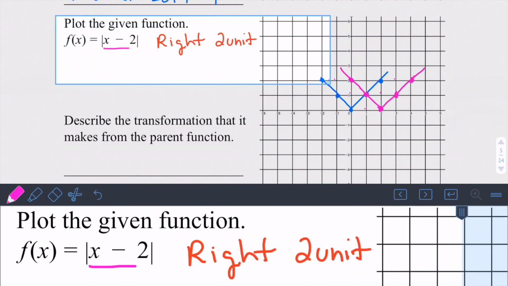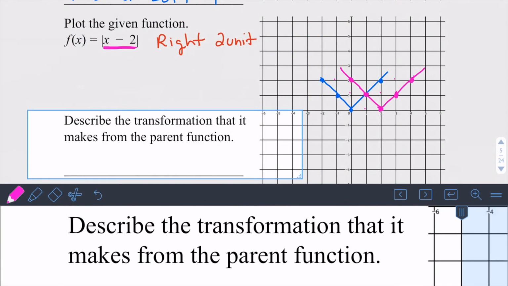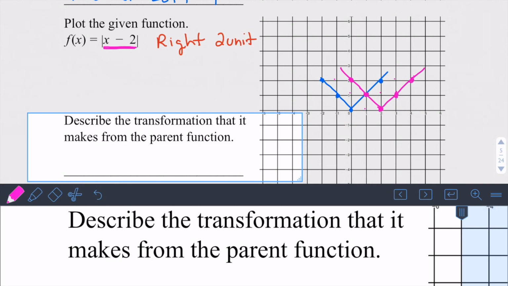And when I draw my new graph, I can see that I shifted 2 units to the right when the inside of my absolute value expression had a -2. So you go opposite of the sign horizontally. To describe the transformation, I would say right 2 units.